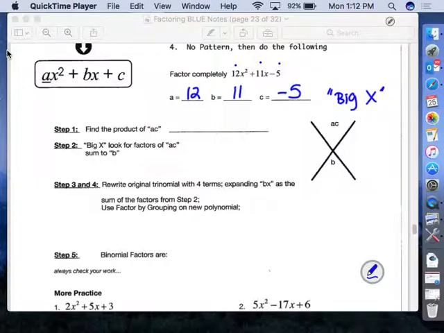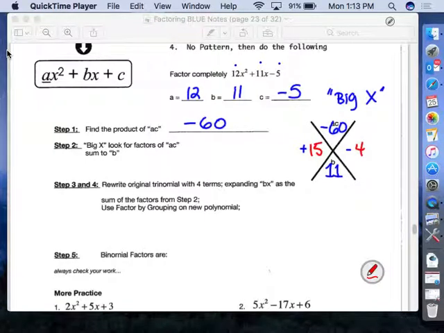So looking at this particular problem, the product of A and C, 12 times negative 5, results in negative 60. So the top of the big X is going to get negative 60. And the bottom of the big X is going to get the 11. And the way that you would think about this, you're looking for numbers that when you multiply them together, they give you negative 60. When you add them together, you get positive 11. When the product of A and C is negative, that means that one factor is positive and the other factor is negative. So here you're going to use positive 15 and negative 4.